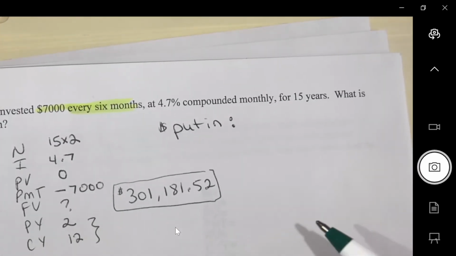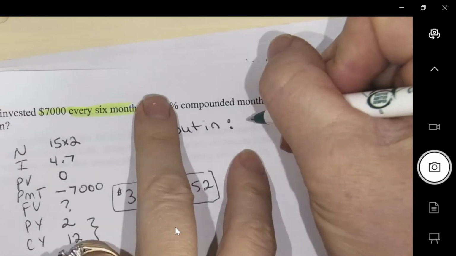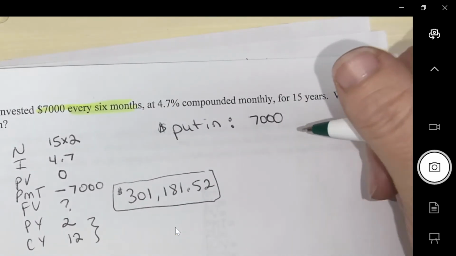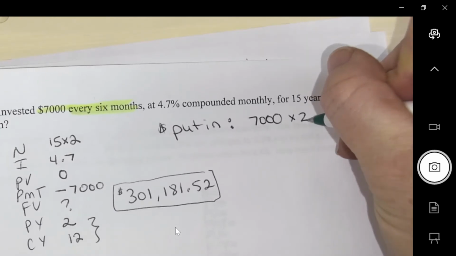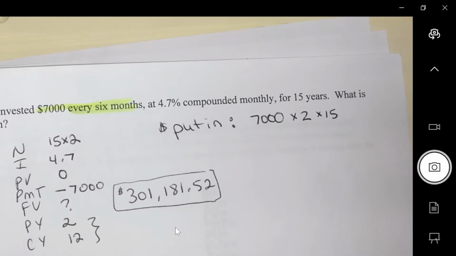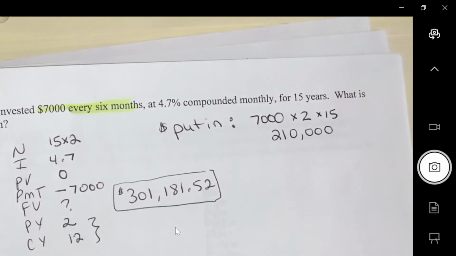Okay. How much money have I put into this from my pocket? So we were putting in $7,000 twice a year over 15 years. So that was money that you put in. So you put in a contribution of $210,000.